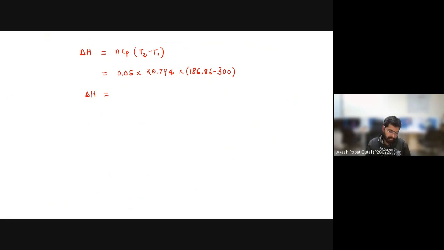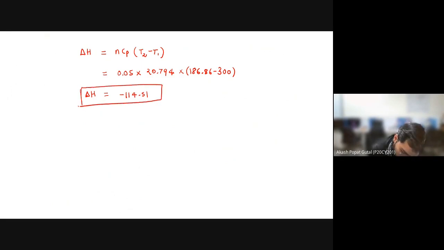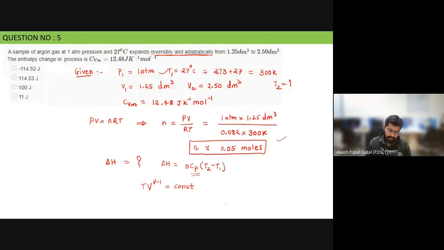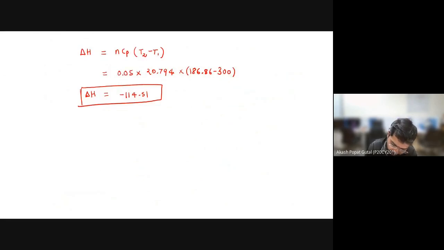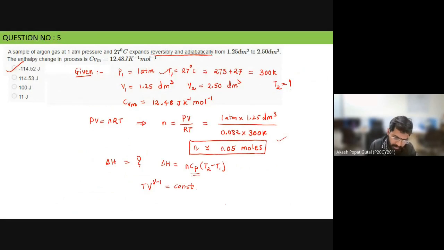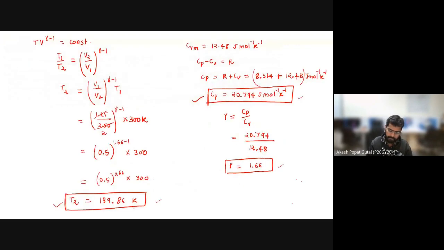So the answer that you should get is minus 114.551. Fine. What this is actually is T2 minus T1. If you get the idea, this is a negative value, and the only negative option is option A, so even if you don't calculate, it is option A. Fine.